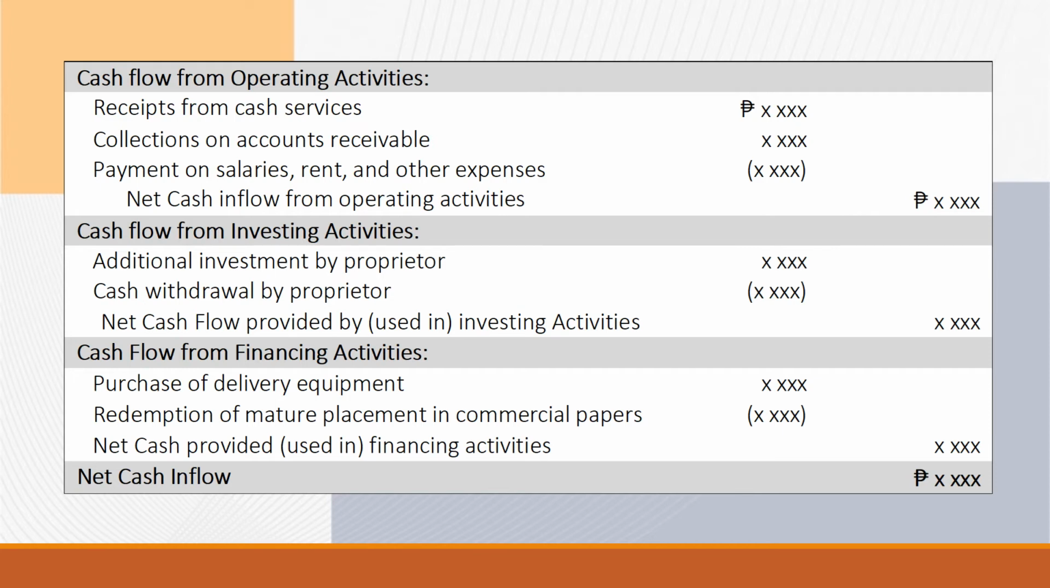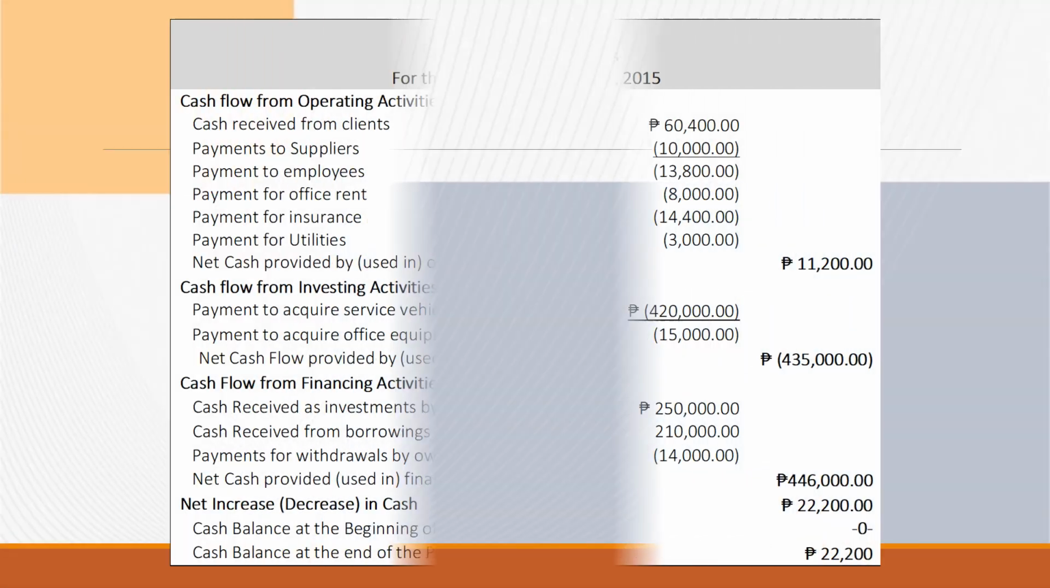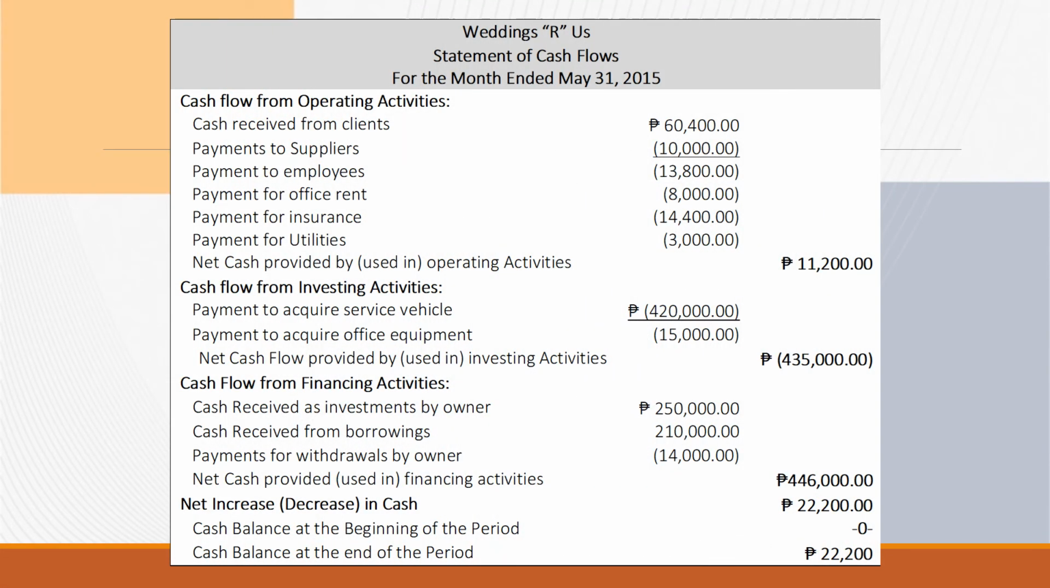After determining the net cash inflow from the operating activities, net cash flow provided by or used in investing activities, and net cash provided or used in financing activities, you have to get the net cash inflow. Let us analyze this example. Weddings R Us statement of cash flows for the month ended May 31, 2015.